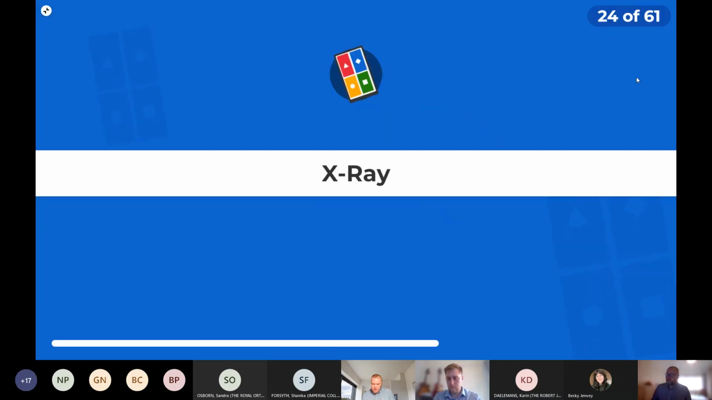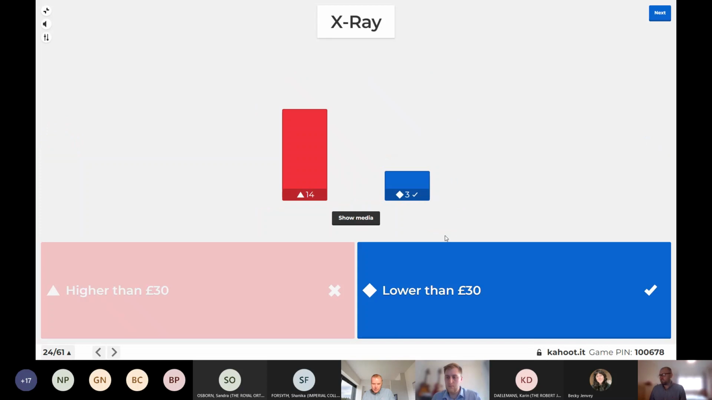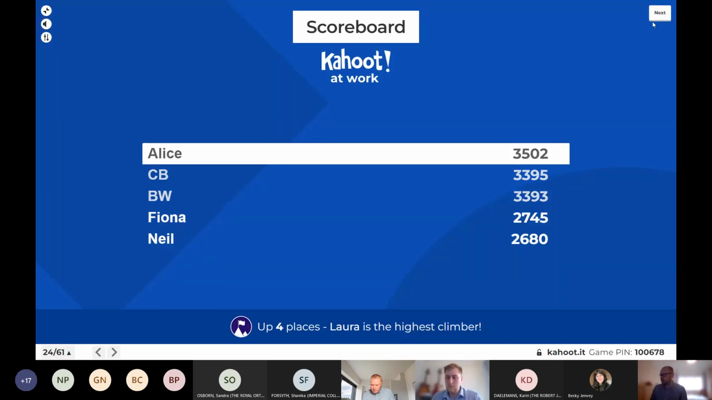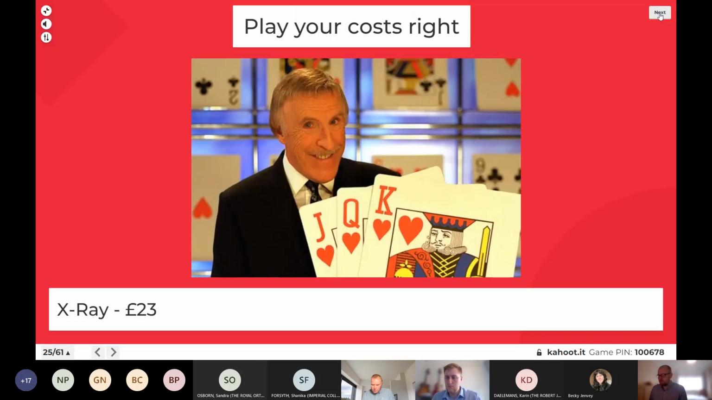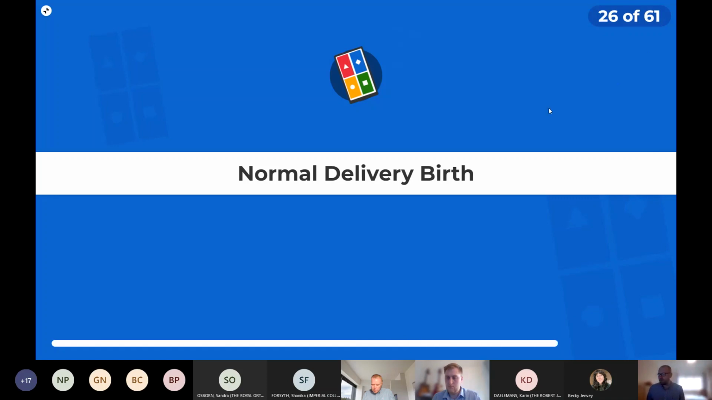Next up, an X-ray, is that higher or lower than £30? Higher. It's actually lower. An X-ray is probably the cheapest thing we do in the radiology department. Comes through as £23 is the average apparently. I guess they do a lot of them.